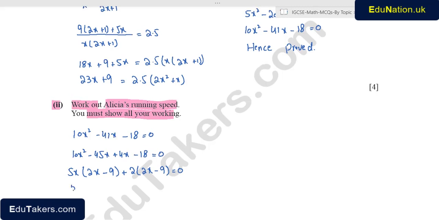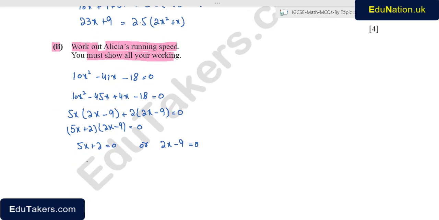Now 5x plus 2 into 2x minus 9 is equal to 0. Now either 5x plus 2 is equal to 0 or 2x minus 9 is equal to 0. From this, x is equal to minus 2 over 5, and from here x is equal to 9 over 2.